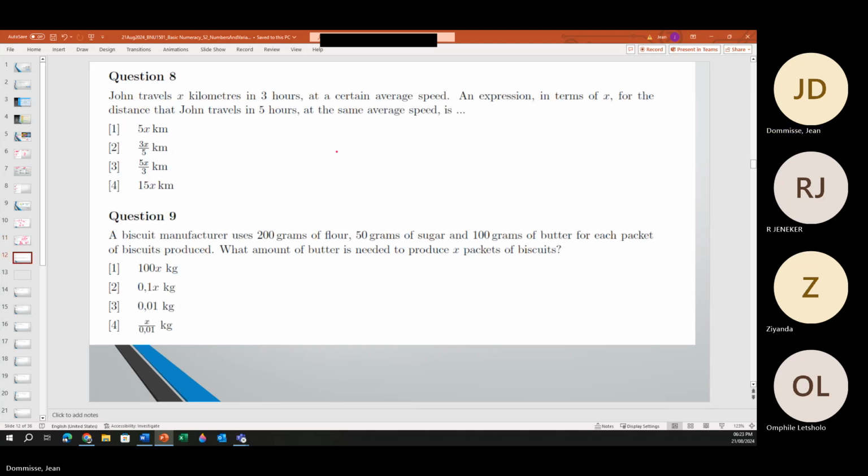Okay, so more of these types of questions, because I know that they love to ask it. So let's look at these two questions as well. John travels X kilometers in 3 hours at a certain average speed. Find an expression in terms of X for the distance that John travels in 5 hours. Okay, so John traveled X kilometers in 3 hours.